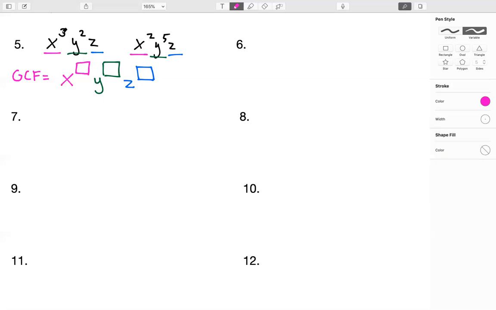Well, here is the rule. We look at the exponents of the common variable. If they are the same, then that is what we write in the box. If they are not the same, then we're going to pick the one that is lower. So looking at x to the third and x squared, are they the same? No. Then which one is lower? It's x squared. So it's the 2 that we're going to write in the box.